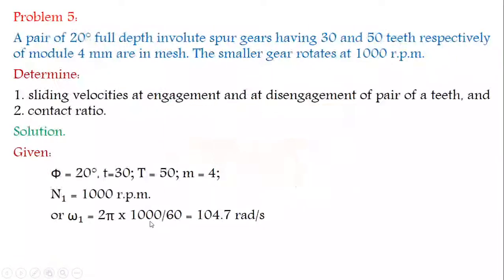Now go for the solution. First is the sliding velocity at engagement and disengagement of the teeth. For engagement we have to find the KP value, the length of path of approach, and for disengagement we have to find the length of path of recess, PL. Before that we have to find the values of capital R and small r, capital RA and small RA. Let's solve the problem.